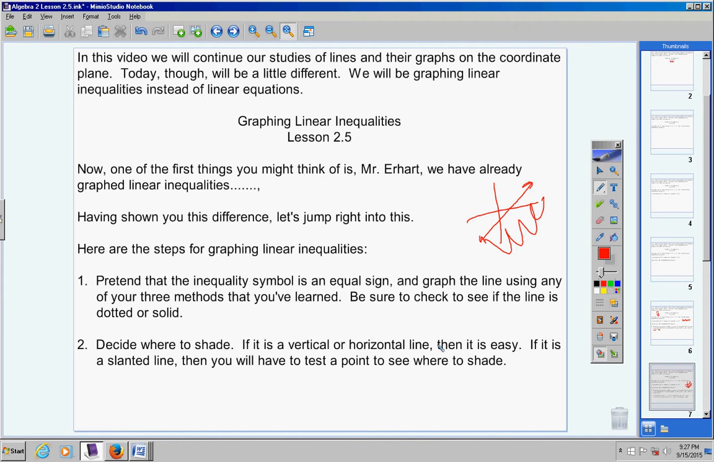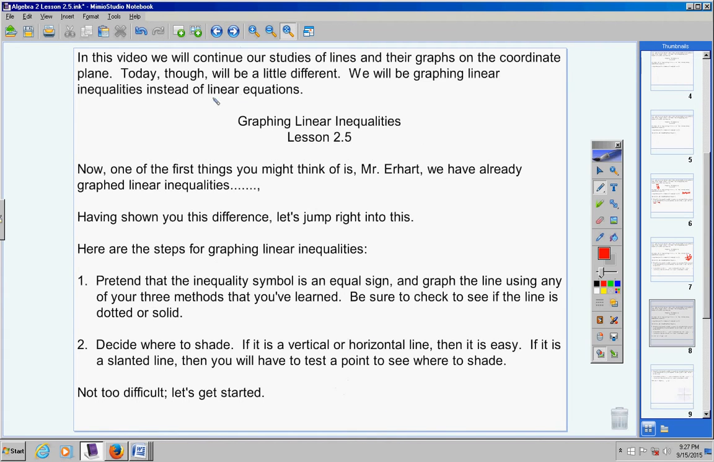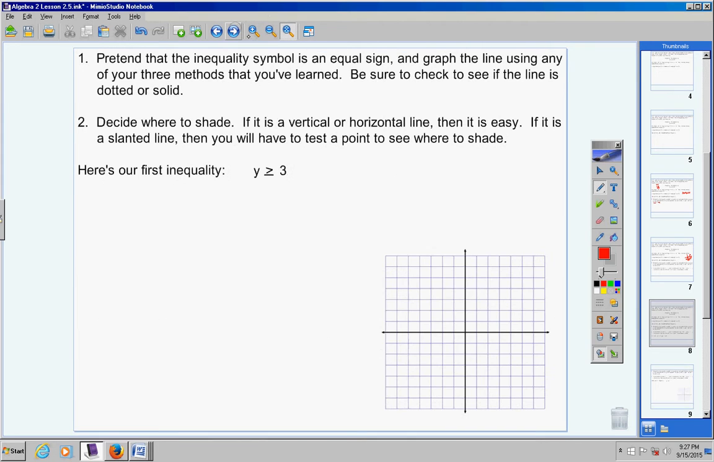If it's a slanted line, it's going to take a little more work. You will have to test a point and see where to shade, okay? So, not too difficult. Let's get started. So I'm going to jump on like this. So if you're not done copying these steps down, pause the video, finish copying these, and then we're going to move on, okay? Alright, here we go.